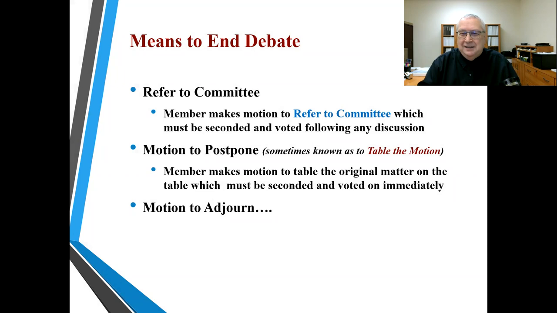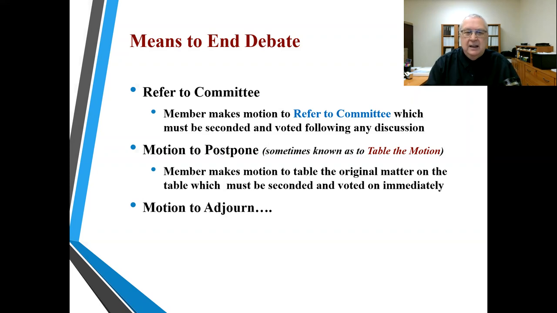There are ways to end debate, some tricks of the trade, if you will. Refer to committee, which means you just send the issue away and have it studied and brought back at another time. Motion to postpone, which means you're going to deal with it sometime in the future, maybe keyed on a certain event. There's a motion called to postpone indefinitely, which means it goes away, never comes back. Bye-bye. These are issues that are very controversial, that will tear the organization apart. And if someone wins, no one wins, right?